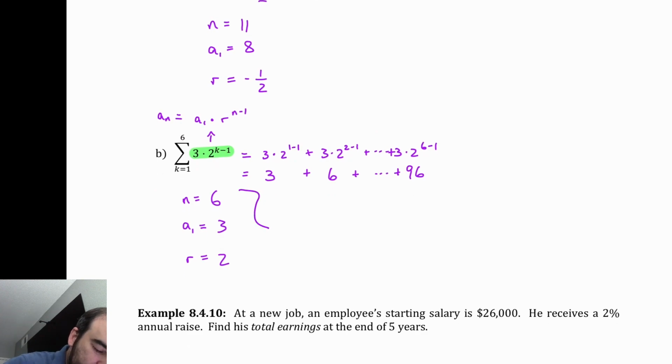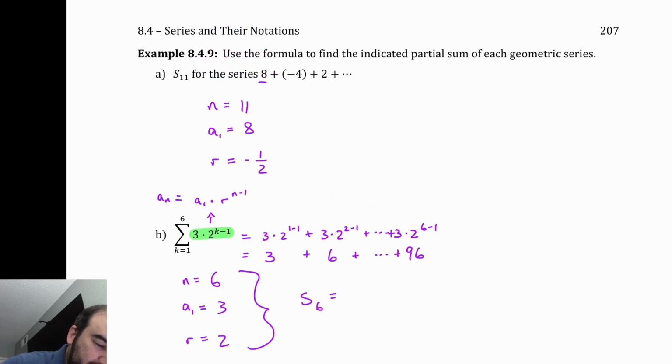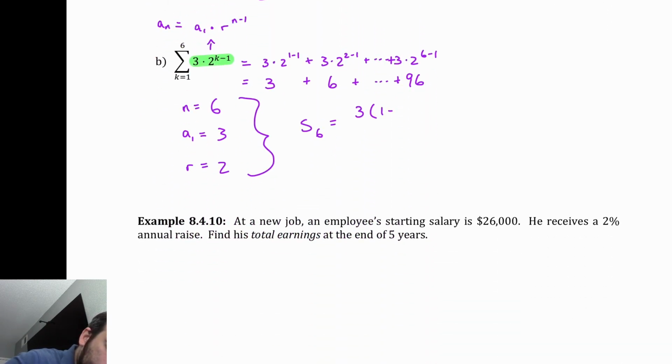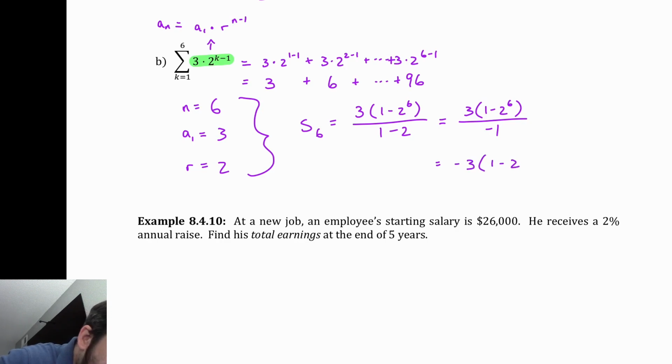Right, and then from here we could take these 3 things and figure out what the sum of the first 6 terms is. Our formula here was given by a1, which is 3, times 1 minus r to the n, so 1 minus 2 to the 6 divided by 1 minus 2. And we can simplify this a little bit. We can say that this is 3 times 1 minus 2 to the 6th over negative 1. And then 3 divided by negative 1 is negative 3. So we can see negative 3 times 1 minus 2 to the 6th.